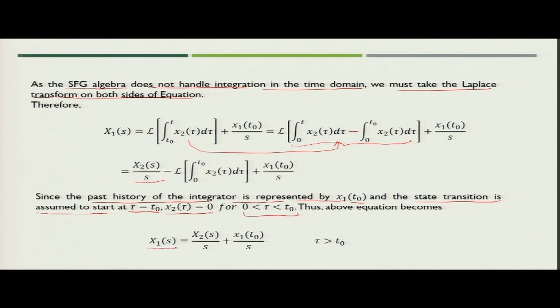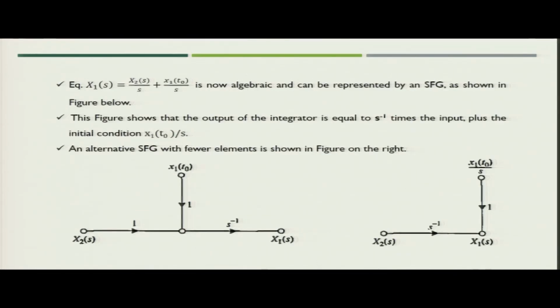So, finally, what you get? x1(s) is equal to x2(s) by s plus x1(t naught) by s, which is valid for time t greater than t naught, because in the period between 0 and t naught, the value of x2 is 0. Now, the equation we have just found, x1(s) equal to x2(s) by s plus x1(t naught) by s, is algebraic and can be represented by the signal flow graph. How will we represent it?